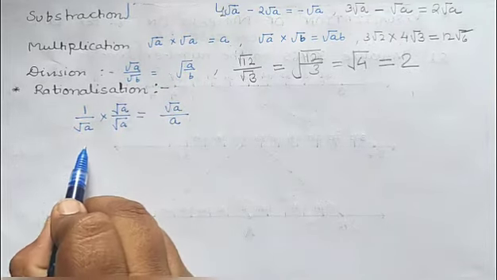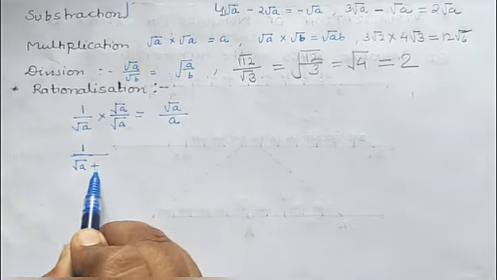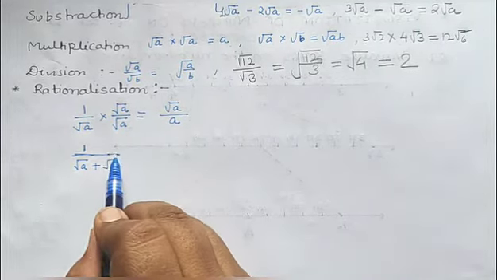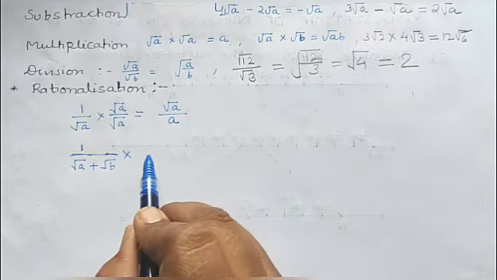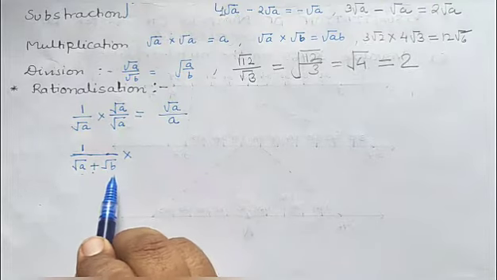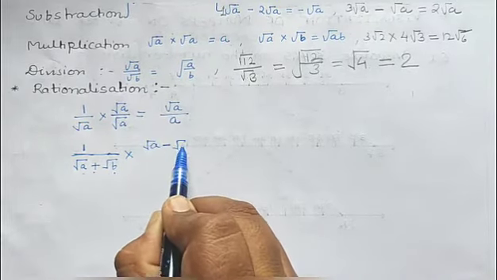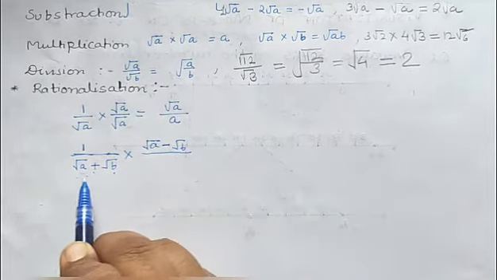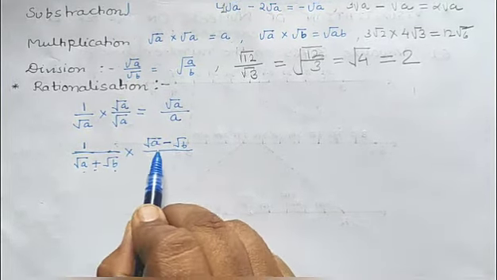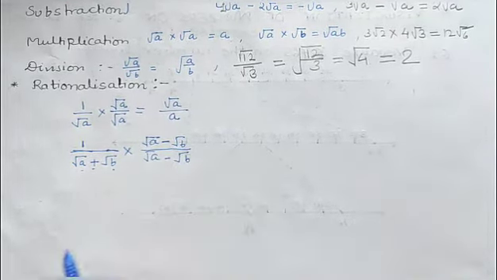Okay. Next type is if 1 upon under root a plus under root b is there. How will you rationalize it? So see, firstly we will multiply it with the opposite sign of the denominator. Under root a plus under root b is here, so we will multiply it by under root a minus under root b, the opposite sign of that in the denominator. Plus here, so we will multiply by minus sign, so it will be under root a minus under root b.